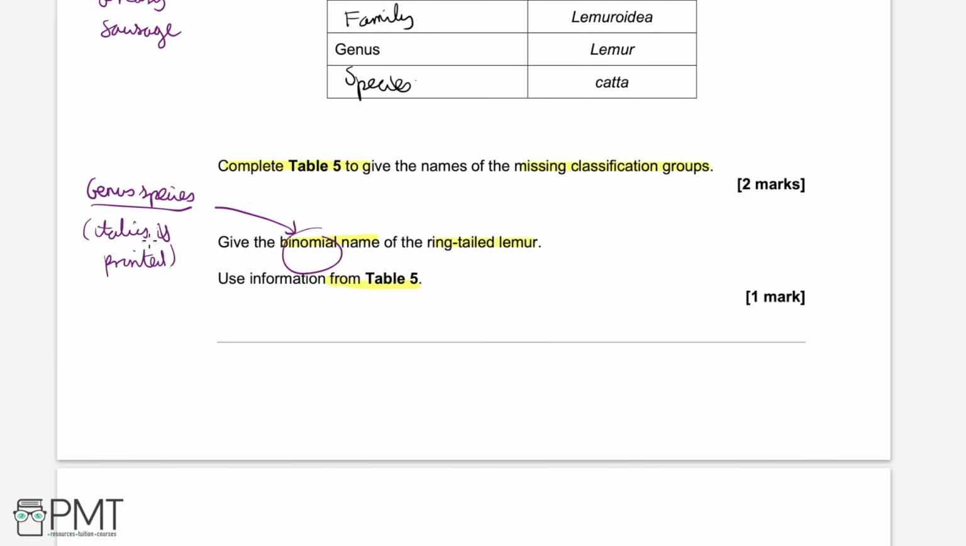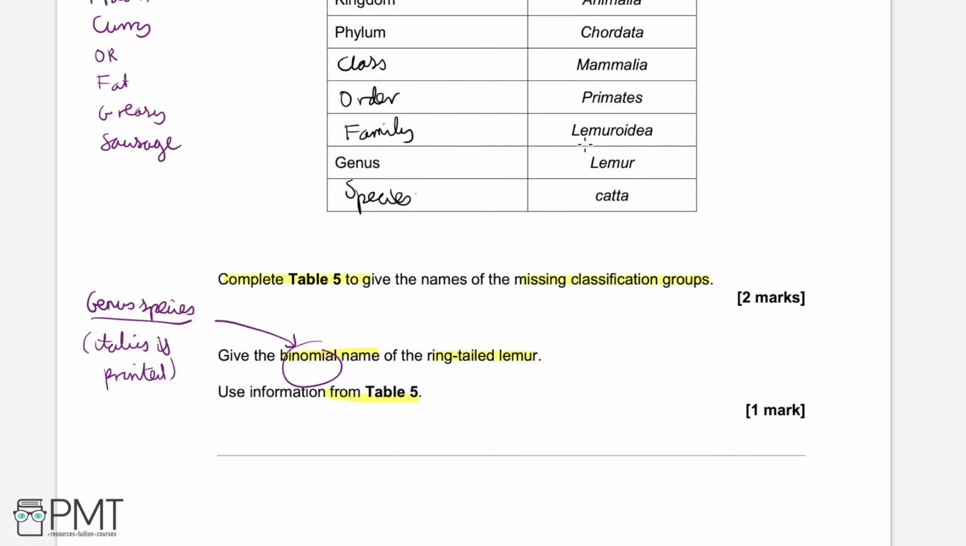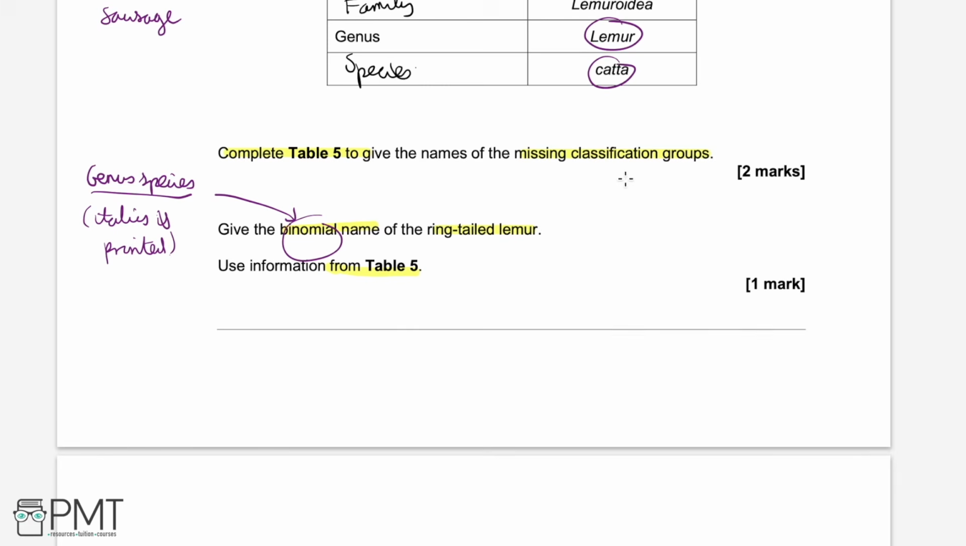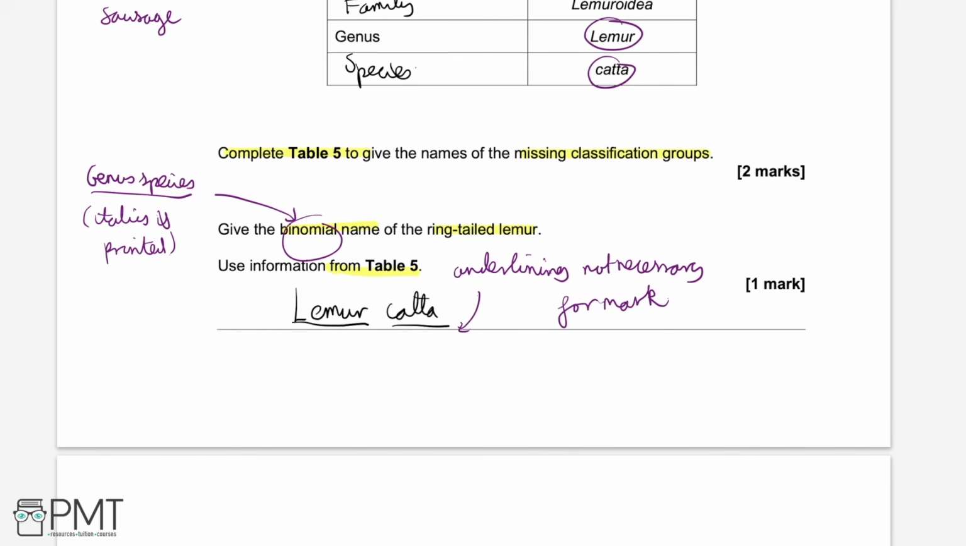This will be underlined if drawn out by hand, or in italics if printed. So, using information from Table 5, we can see the genus is Lemur and the species catta. Hence the binomial name is Lemur catta, with a capital L, lowercase c, and all underlined. Now, for this question, there's no need to underline it, as in the mark scheme you get marks without underlining your work.